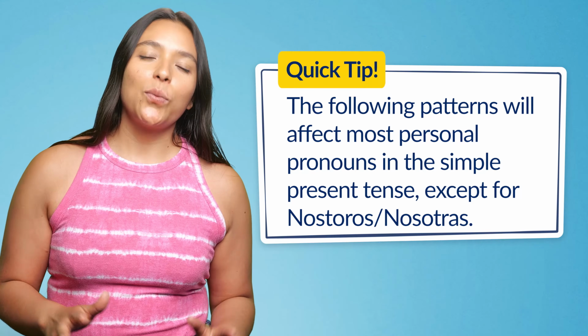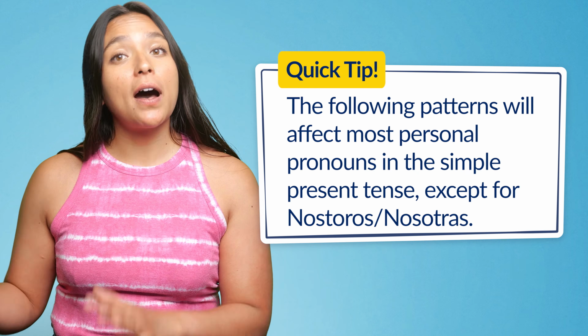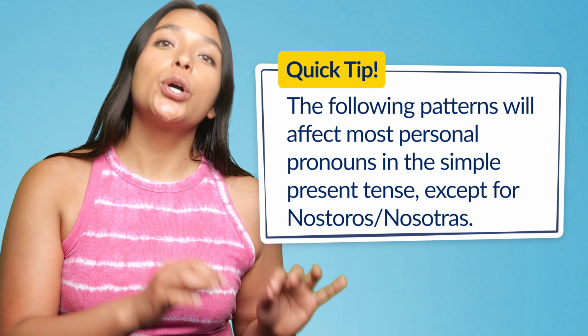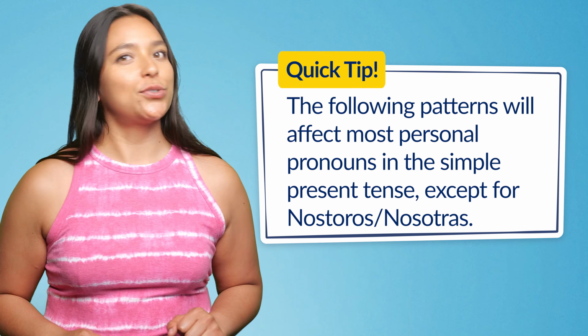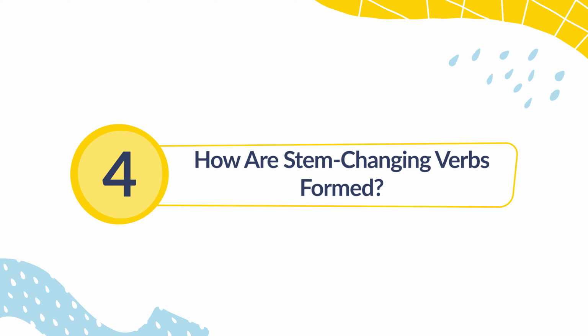We're going to break down all these options with some examples very shortly in the video, but first of all, we have to understand that the following patterns will affect most personal pronouns in the simple present tense, except for nosotros, nosotras. There's always an odd one out. Okay, it's time for our last question. Number 4, how are stem-changing verbs formed? When changing verbs, a letter in each case will be dropped and replaced. Let's look at the 5 stem-changing verbs mentioned previously and see how they are formed.